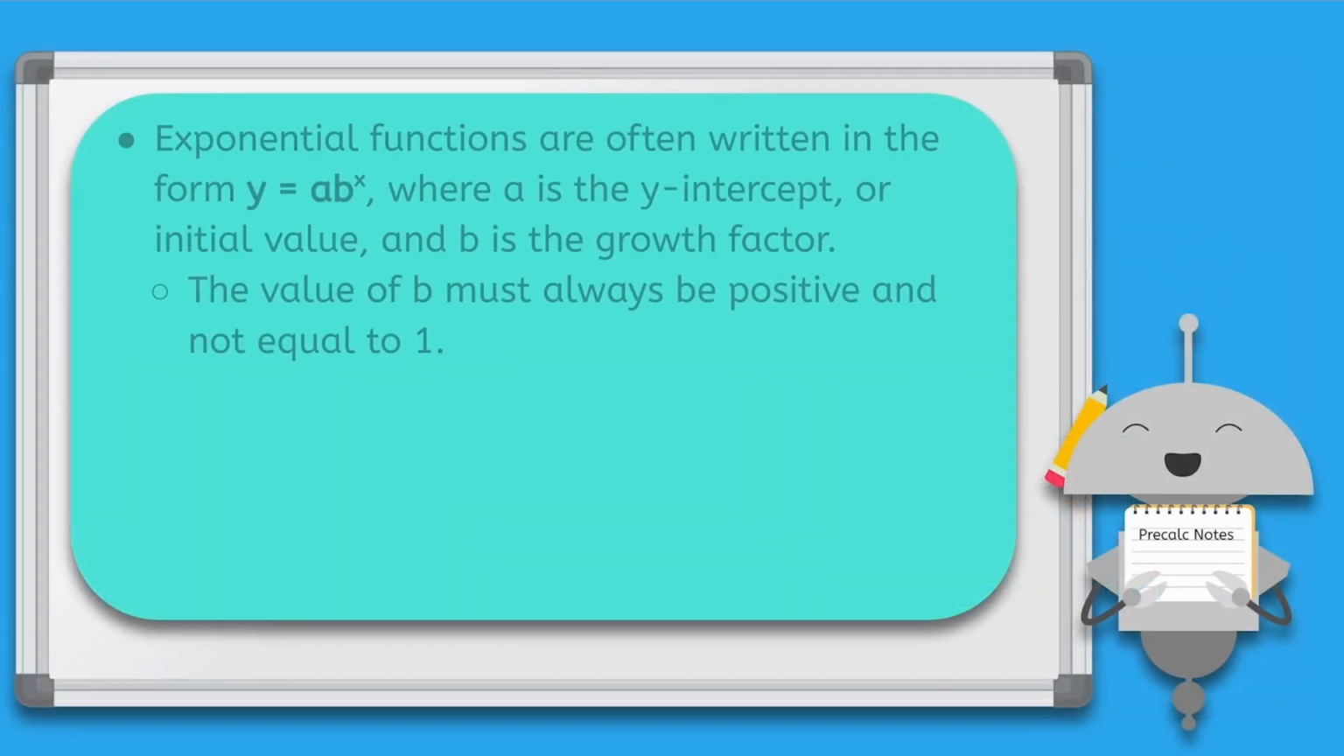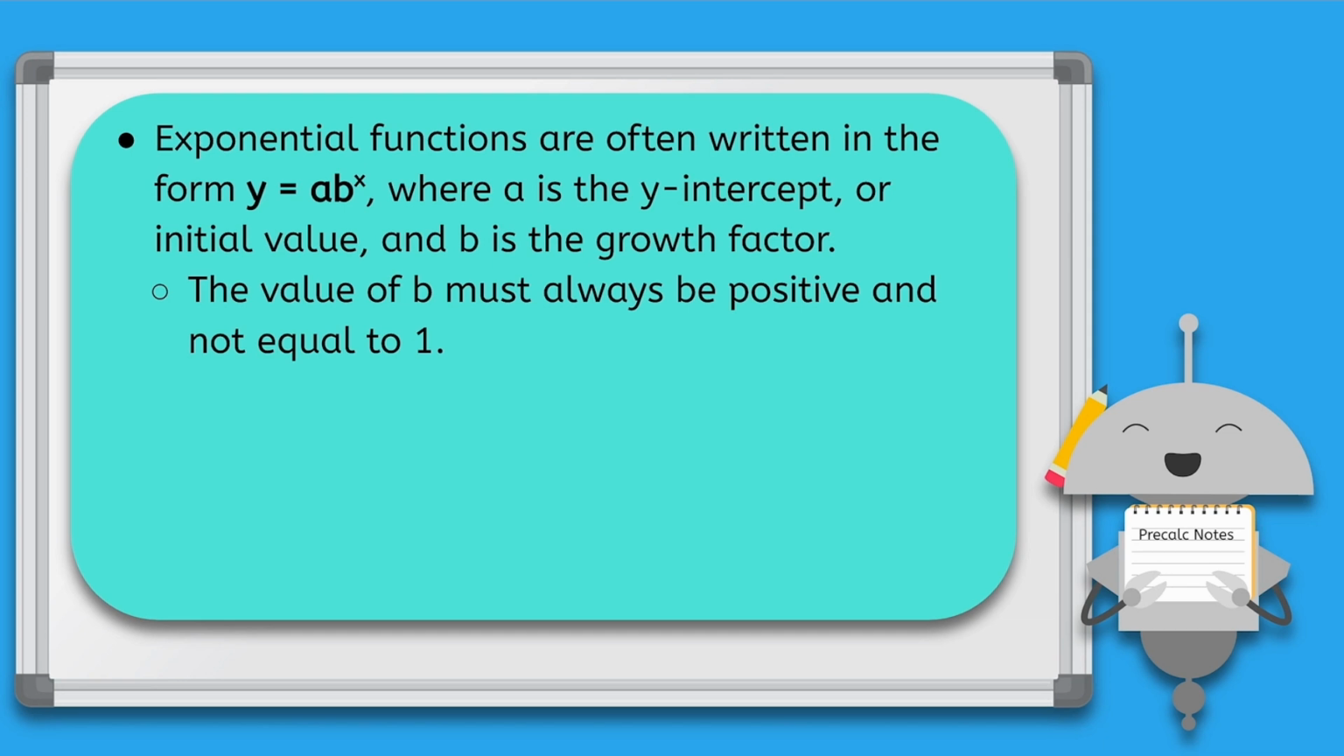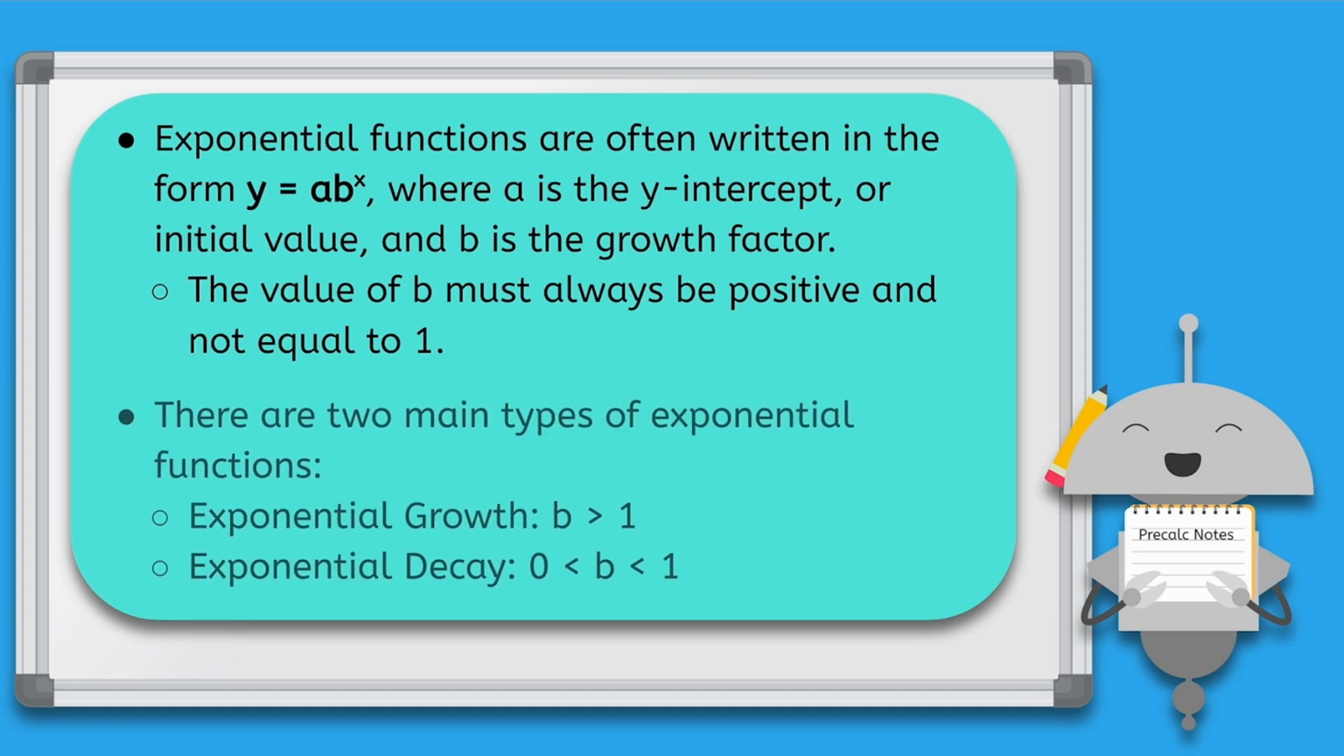In today's lesson, we learned that exponential functions are often written in the form y equals a times b to the power of x, where a is the y-intercept, or initial value, and b is the growth factor. The value of b must always be positive and not equal to 1. We also learned that there are two main types of exponential functions: exponential growth, which happens when b is greater than 1, and exponential decay, which happens when b is between 0 and 1.